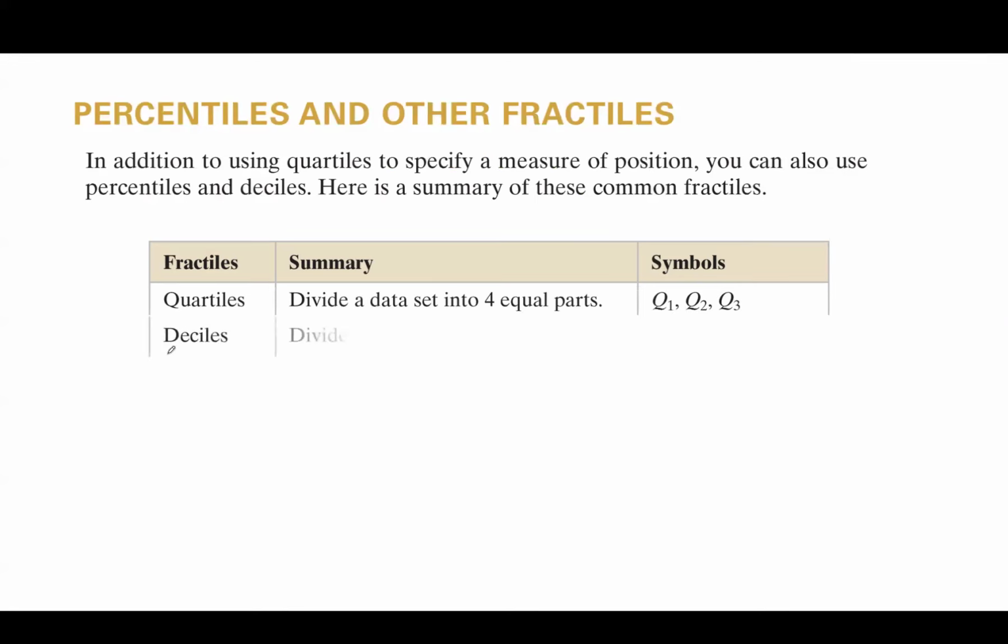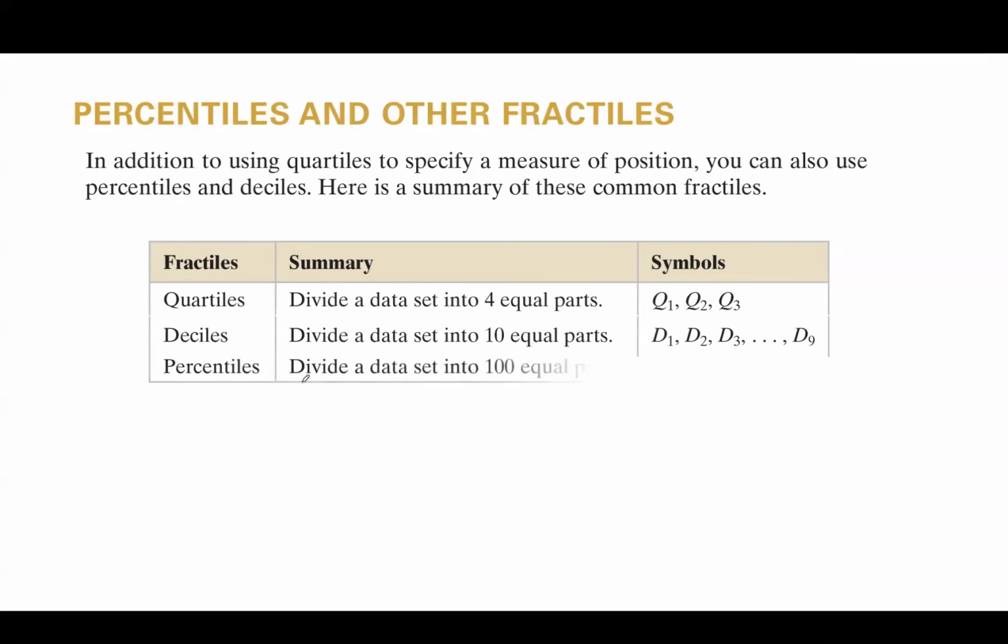The next one is deciles, which divide a data set into 10 equal parts. We denote them by D1, D2, D3, D4, and it's going to stop at D9. And finally, one of the important ones is the percentiles. Percentiles divide a data set into 100 equal parts. We denote them by P1, P2, P3, P4, and finally this stops at P99.